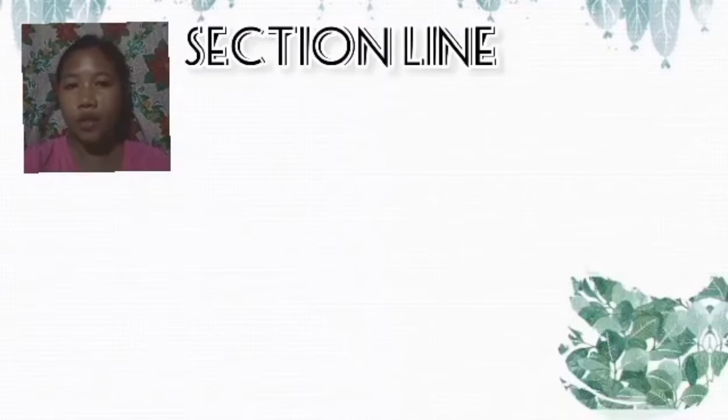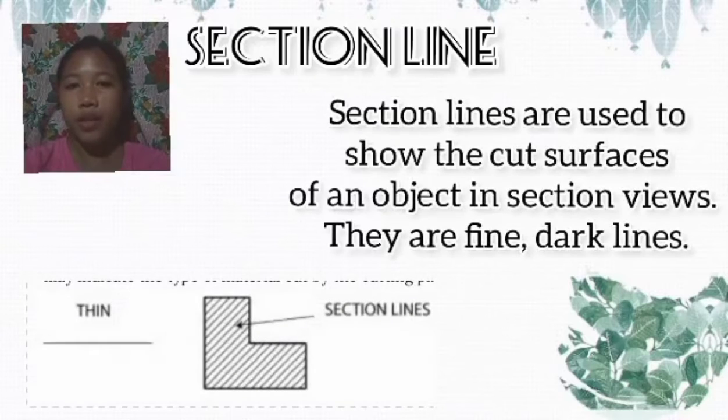The third one is the section line. Section lines are used to show the cut surfaces of an object in section views. They are fine, dark lines.